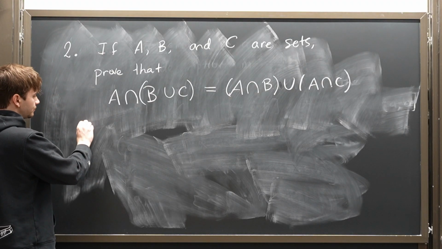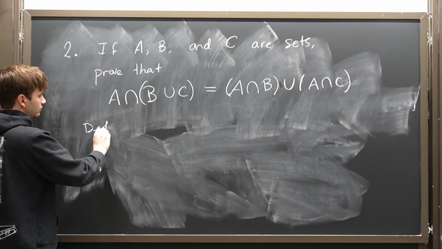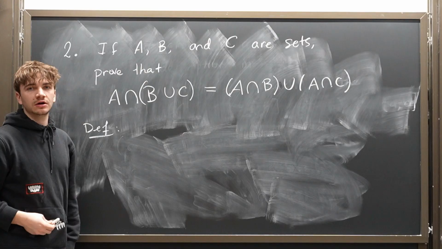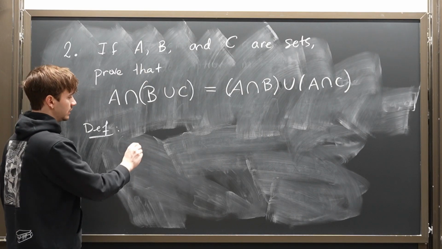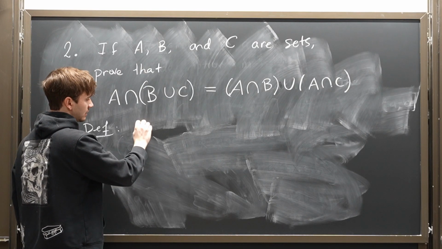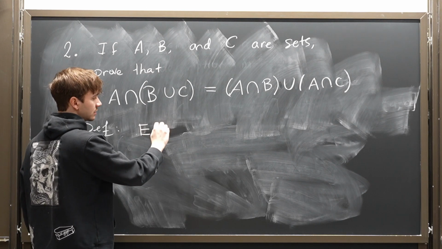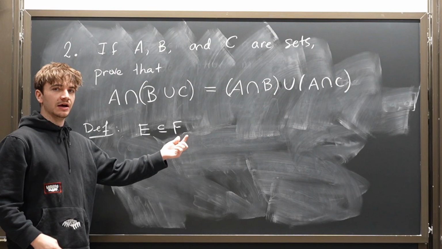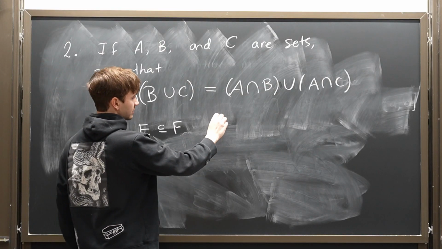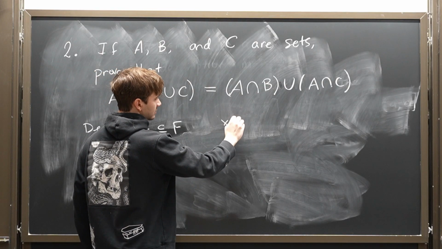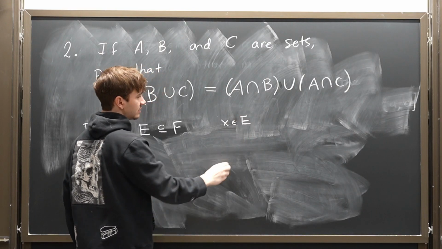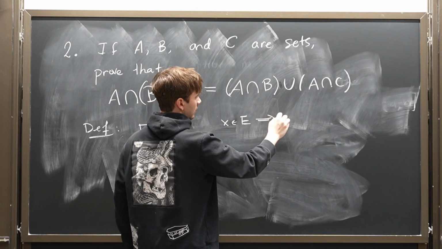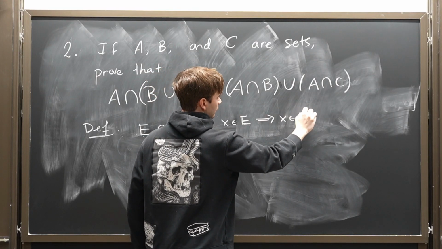So first, we need to recall the definition of a set inclusion. Let E and F be sets. Then if I say that E is a set which is contained in F, this is the same thing as saying if x is in E, if I take some element of E, then it must be an element of F. Okay?